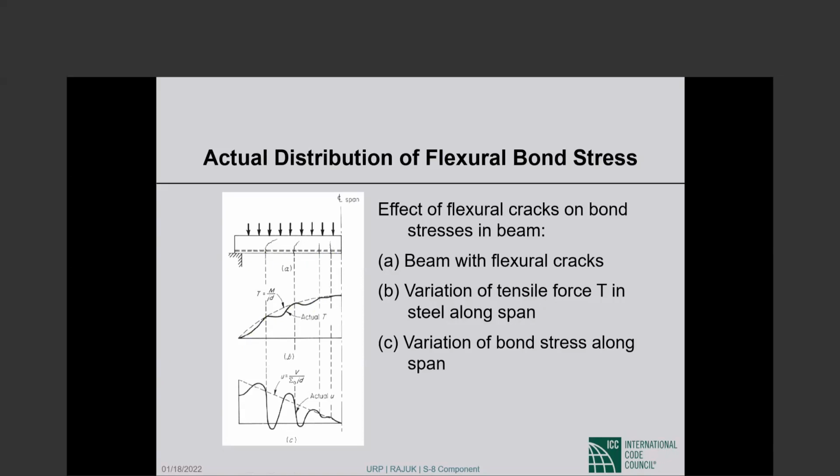In between cracks, halfway between the cracks, concrete carries the most tension, so the reinforcing steel carries the least tension. So the tension in the reinforcement varies as shown in the picture. And since there is a variation in tension, there is a variation in bond stresses.